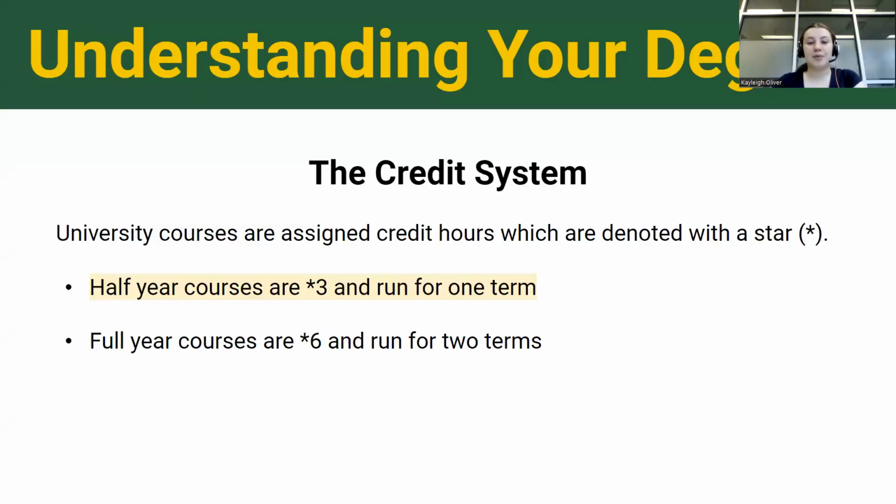So the first thing I want to talk about is our credit system. So university courses are assigned credit hours, which are typically denoted with a star or an asterisk. So as a BCom student, the majority of the time, if not for the entirety of your degree, you will only be exposed to 3 credit courses or half-year courses. And these are courses that run for only 1 term. Now, depending on what electives you choose to take, in a very rare case, you might be exposed to a full year course, which would be 6 credits, and that would then run for 2 terms consecutively.